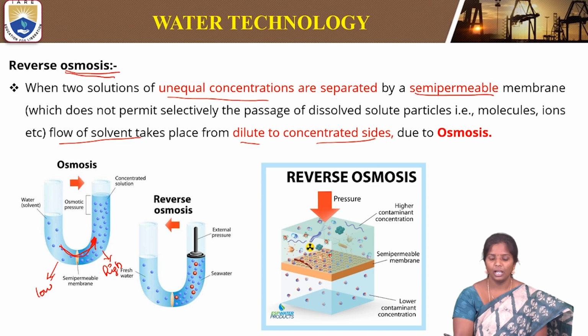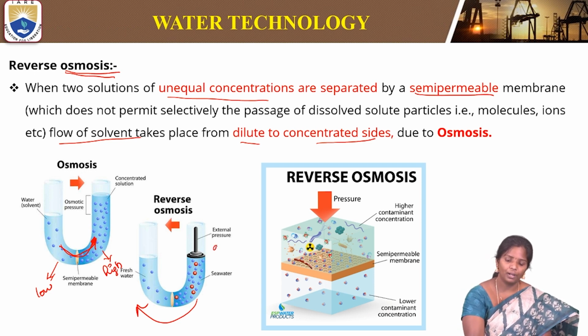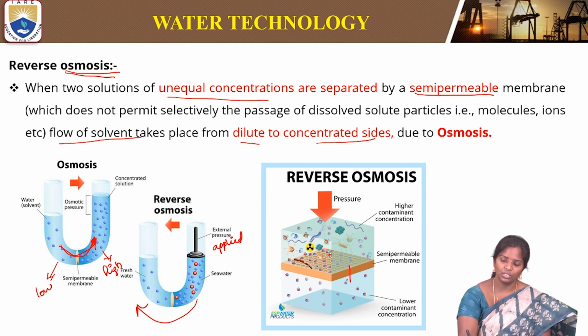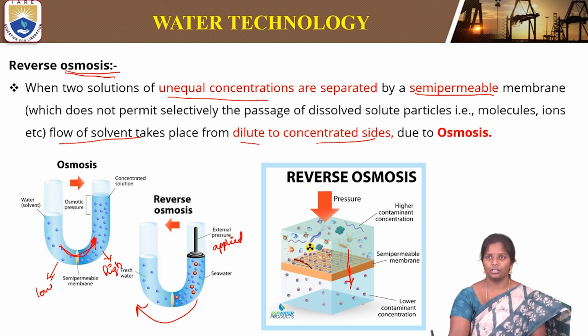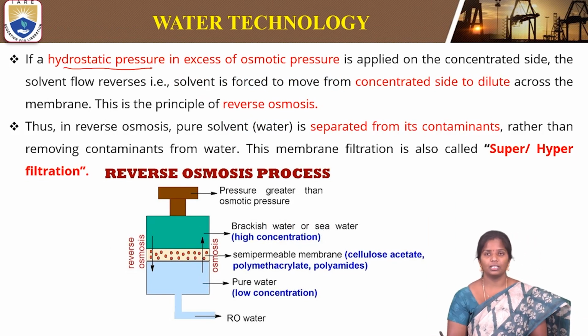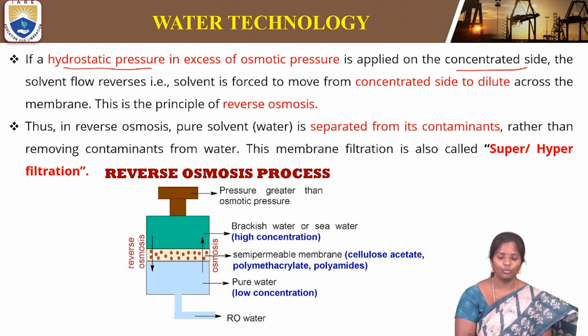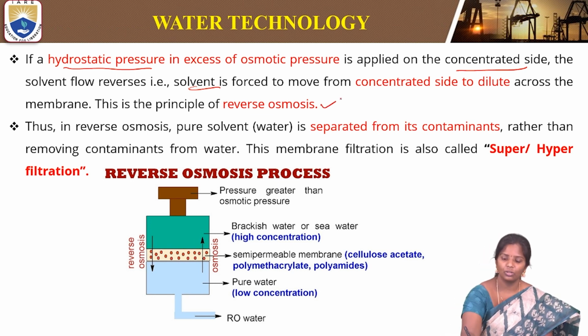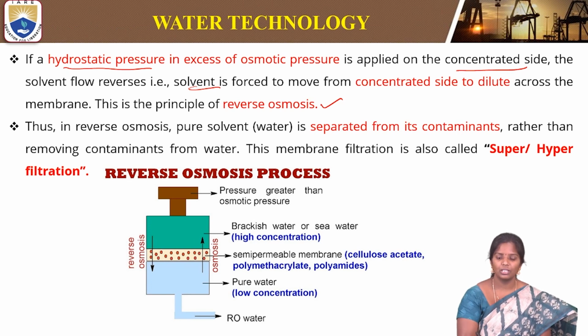So what happens in reverse osmosis? It has to flow from concentrated to dilute, the reverse of this process. When does it happen? When an external pressure is applied. Why do we apply pressure to cause reverse osmosis? Because our hard water contains a high concentration of impurities, we have to pass it through the semi-permeable membrane from high concentration to low concentration, so we need an applied pressure. If hydrostatic pressure is applied in excess to the concentrated side, the solvent is forced to move from the concentrated side to the dilute side, and this principle is known as reverse osmosis.